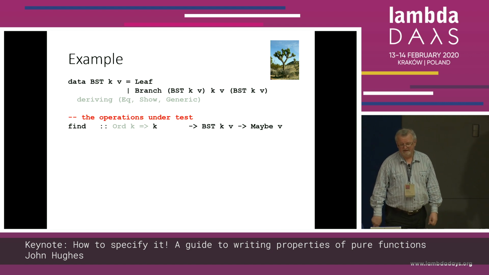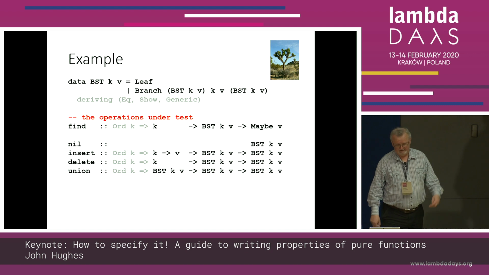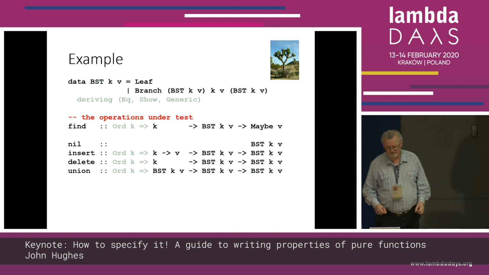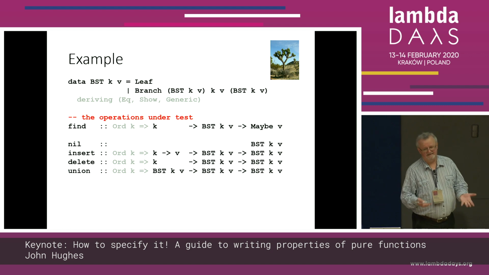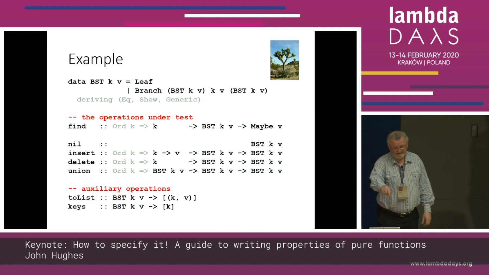First of all, one that can find a key. You give it a key and a tree, and if the key is there, maybe it'll return you a value. I've got 4 ways of building trees. Nil is going to build an empty tree. Insert can insert a key and value into a tree. Delete deletes a key from a tree. And just to make things a bit more interesting, I'm also going to use union, that given 2 trees gives you a tree that contains the contents of both. So these are the 5 functions that I'm going to concentrate on testing.